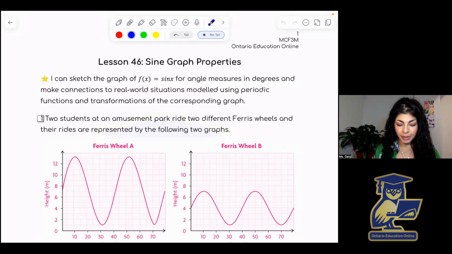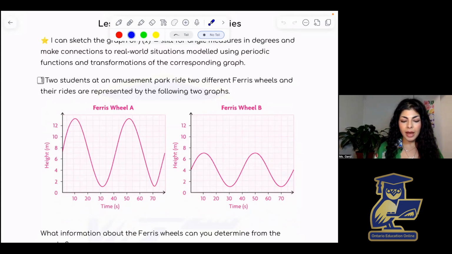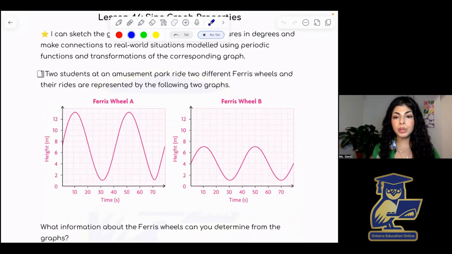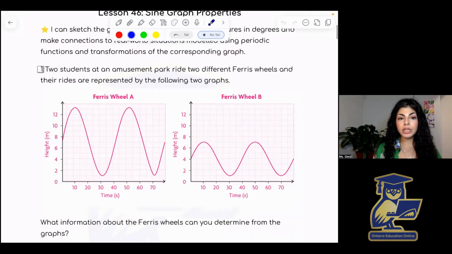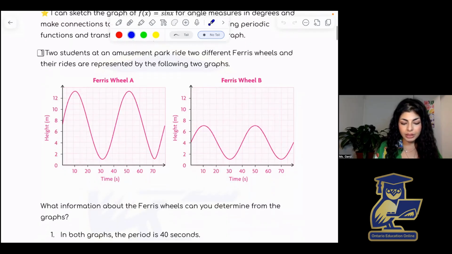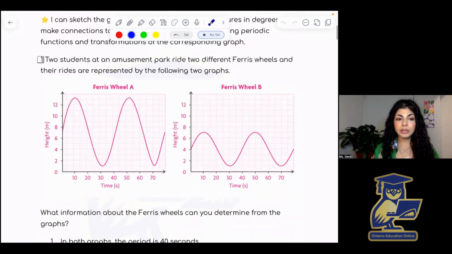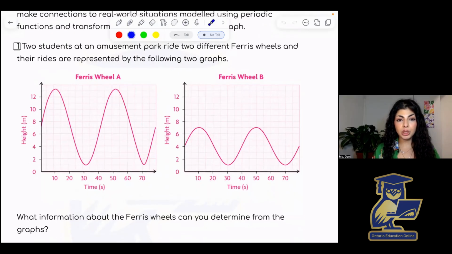So first consider this example where we have two students at an amusement park and they're riding two different Ferris wheels. Their height as they're on the Ferris wheel is graphed using the following two graphs. So this is Ferris wheel 1, or A. This is Ferris wheel B. So first, what information about the Ferris wheels can you determine from each of these graphs?